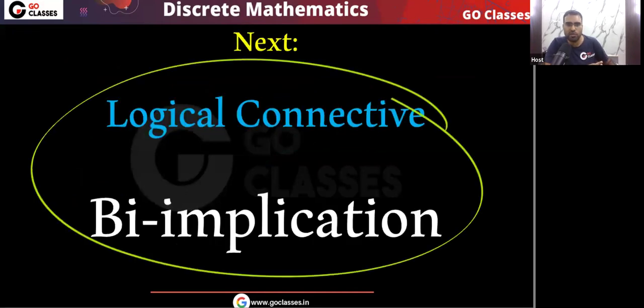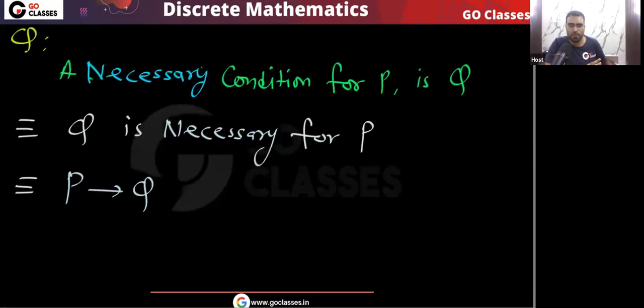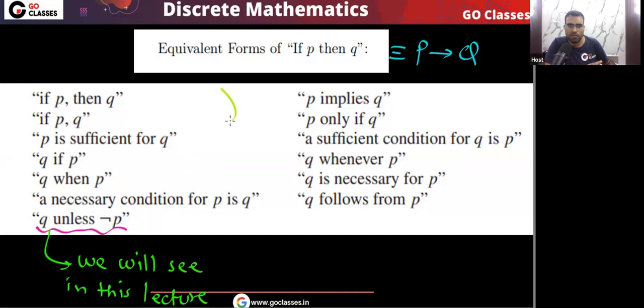Now we will see the next logical connective, that is biimplication. But tell me, did you understand implication? We have seen everything about implication, all the important properties, the behavior of implication, the terminology, and different English translations of implication. These are important, this sufficient and necessary. I told you what a sufficient condition is, what a necessary condition is, and what only if is. Yes or no? Now let's move on.